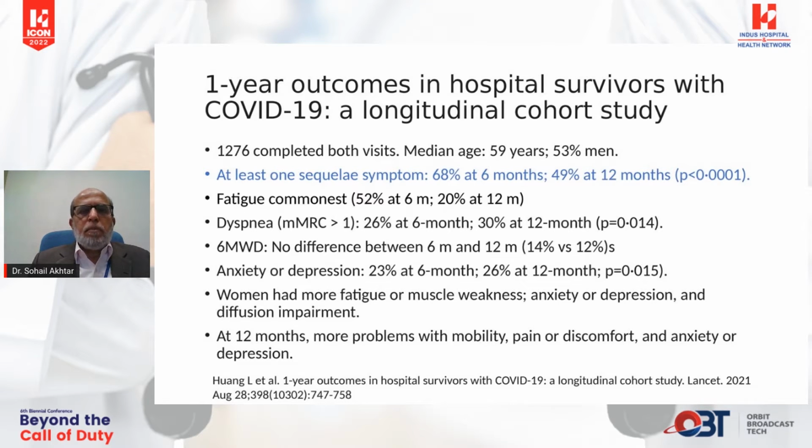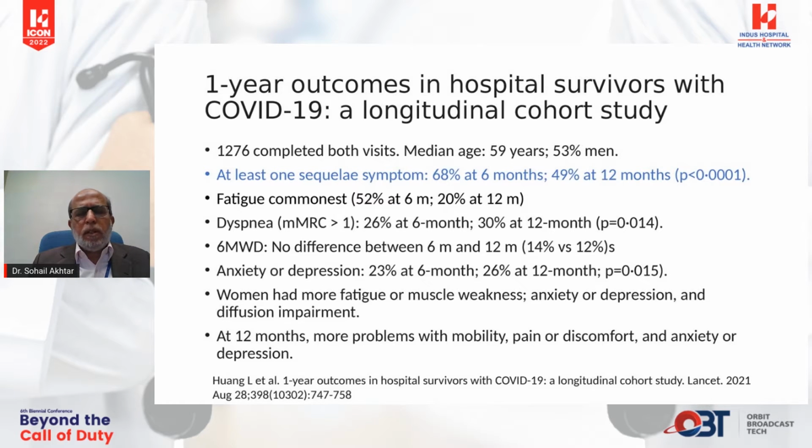Fatigue was the commonest symptom, which was found in 52% at 6 months and 20% at 12 months. Dyspnea was the second commonest, more than MMRC 1, in 26% at 6 months and 30% at 12 months. If you perform the 6-minute walk distance, about 14 to 12% of patients will have reduced performance, but there was no difference at 6 and 12 months.